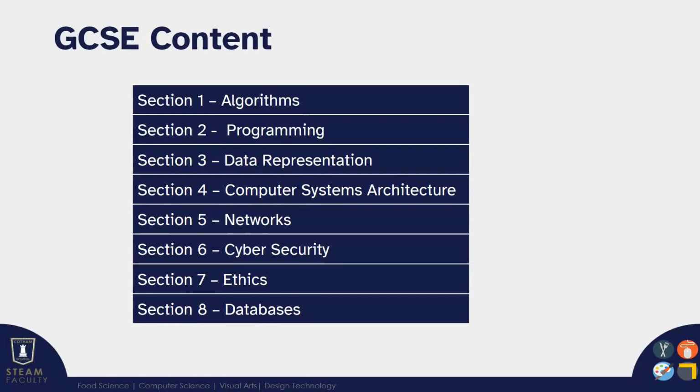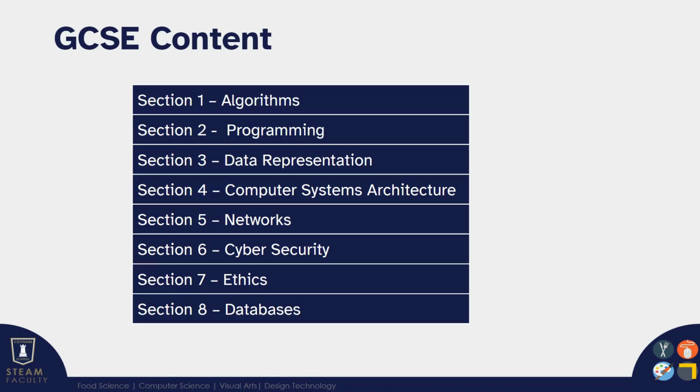These are the 8 content areas that we will cover at GCSE. The first is algorithms, where we look at what an algorithm is and how they work, and we look at specific examples of algorithms such as searching and sorting algorithms. Then programming, that's a very large section of the course. We spend probably about 40% of our time on just learning how to program and learning how to do that in a robust manner, and we learn that in the Python programming language.